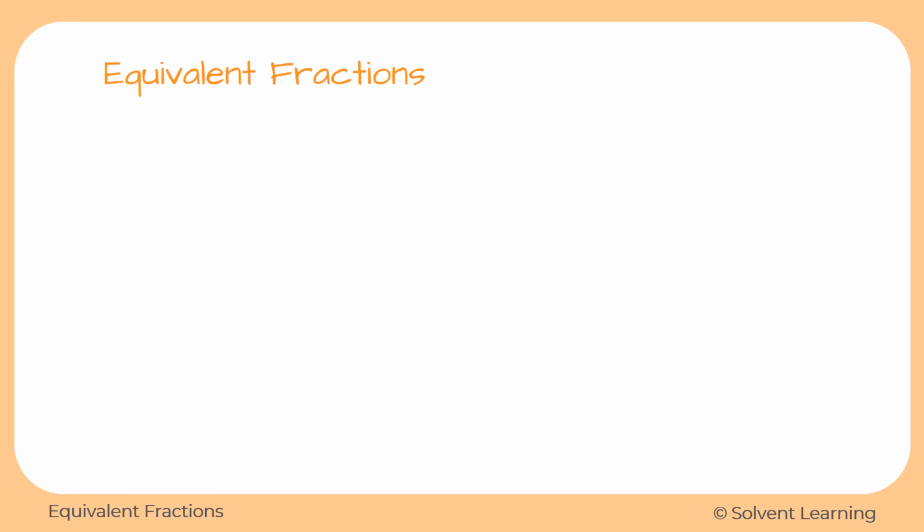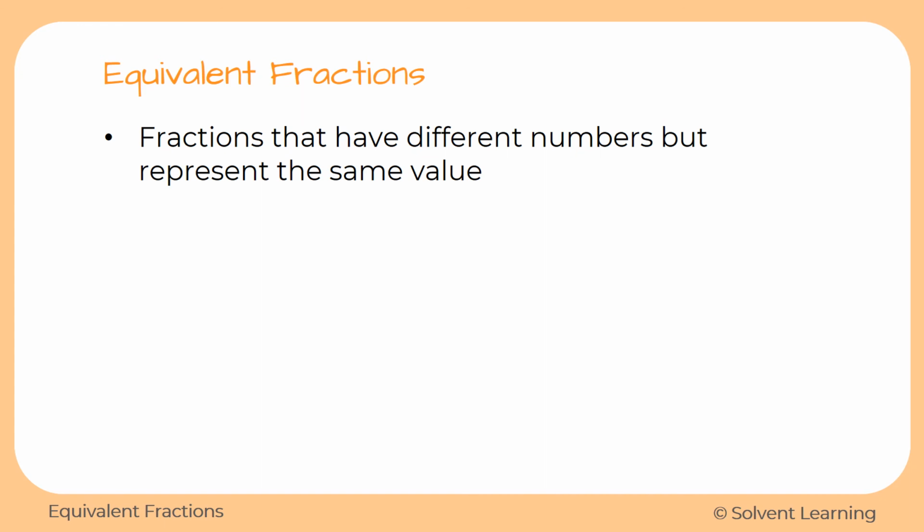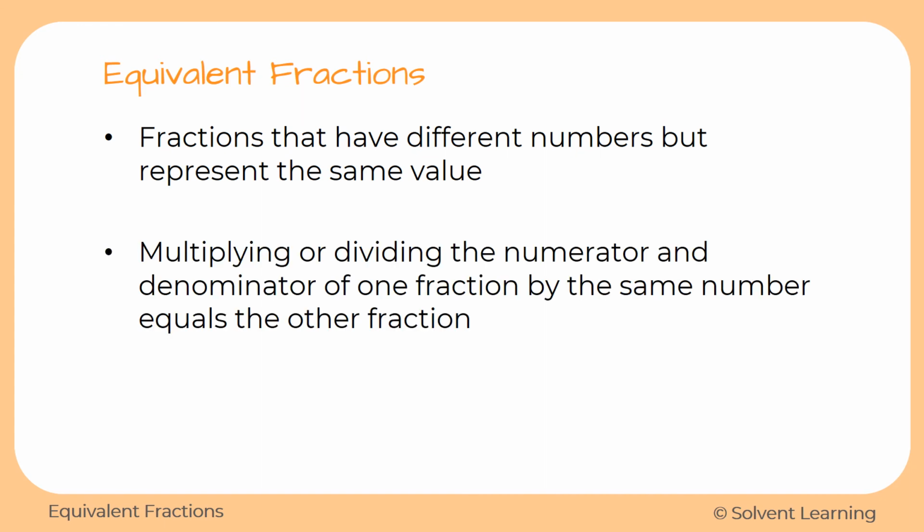So just to review, equivalent fractions are fractions that have different numbers but represent the same value. Multiplying or dividing the numerator and denominator, both parts of one fraction, by the same number equals the other fraction, and the cross products of equivalent fractions are equal. So we have those two different ways of testing to see if the fractions are equivalent.